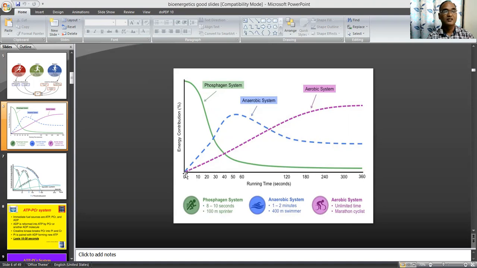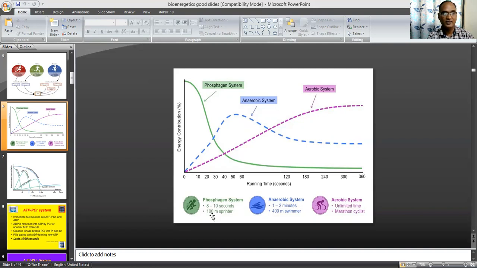And the aerobic glycolysis is an unlimited source. The pink color shows very clearly that after 5 to 10 minutes, the aerobic system will contribute to boost your physical activity. So these are the three energy sources available in our body. This is very important. Altogether, all the systems are very important.